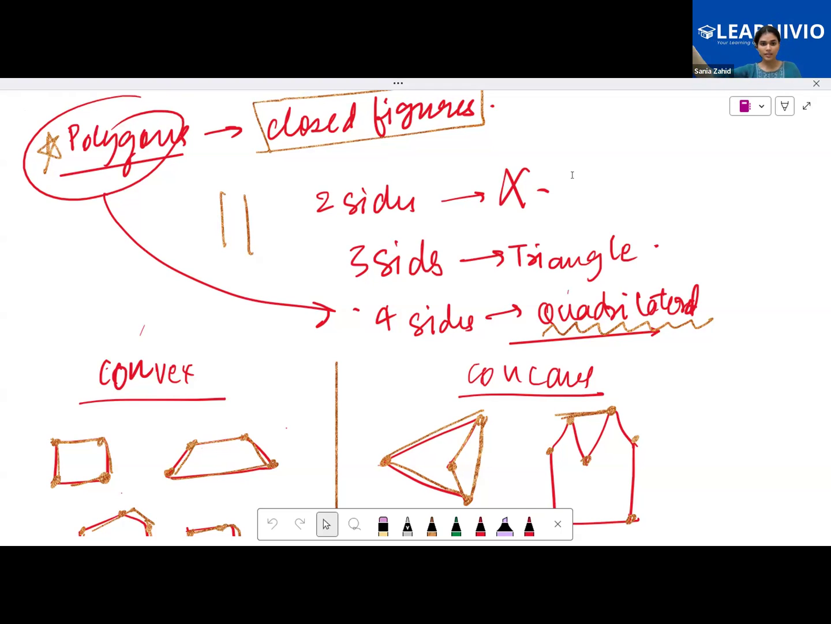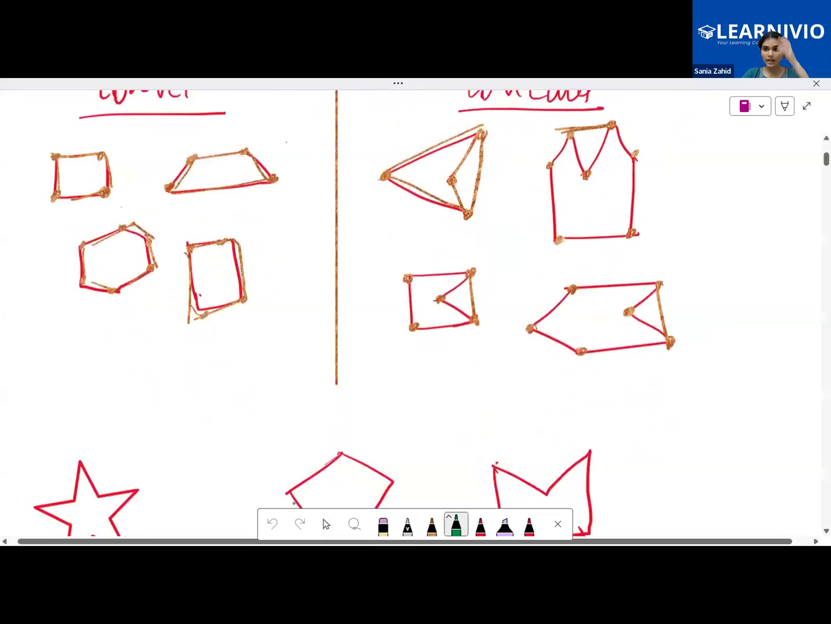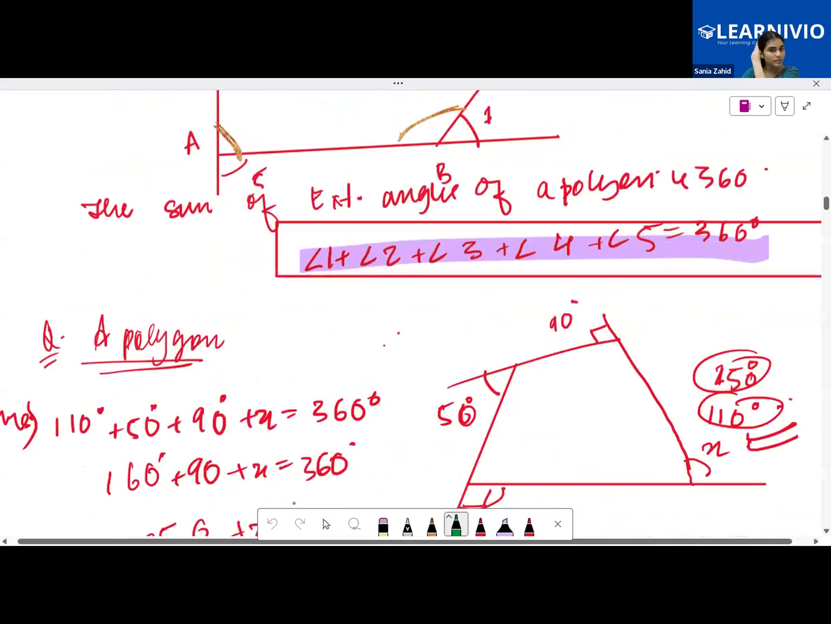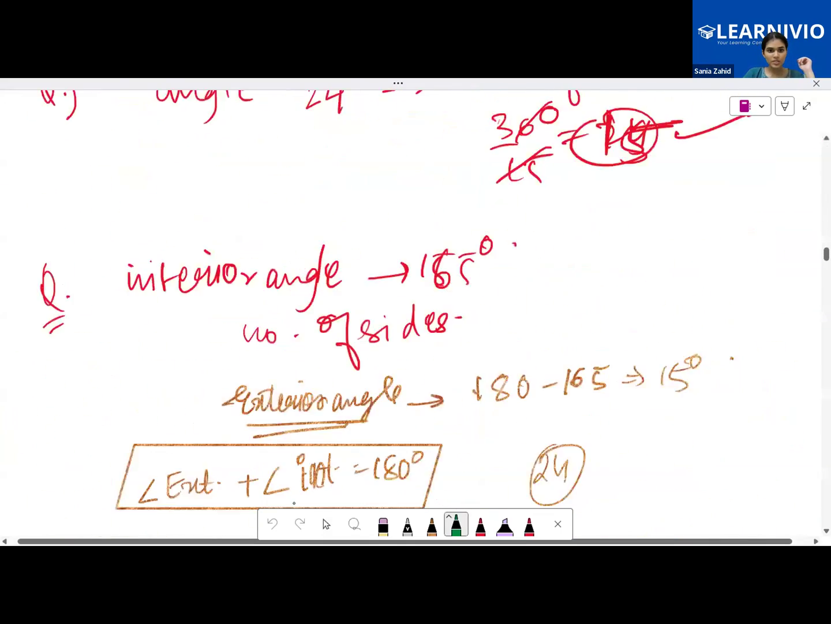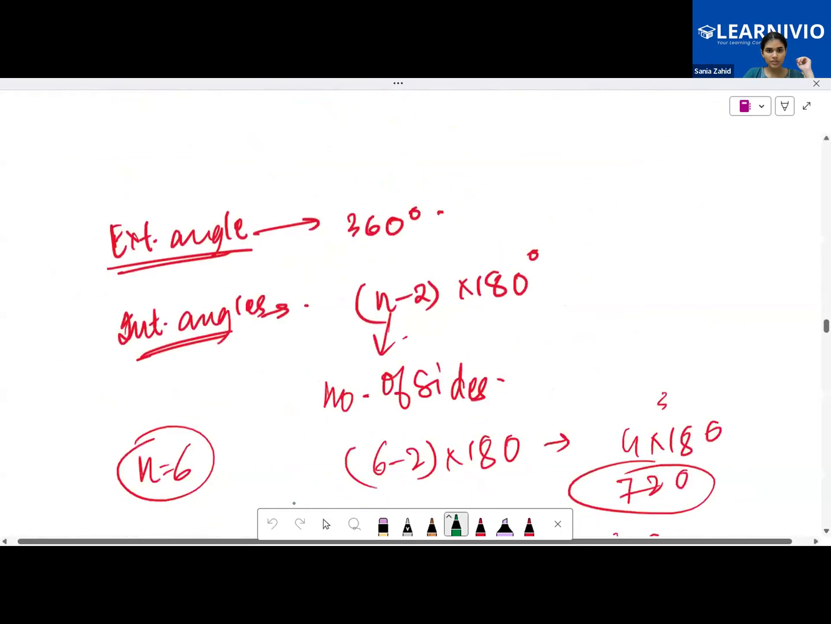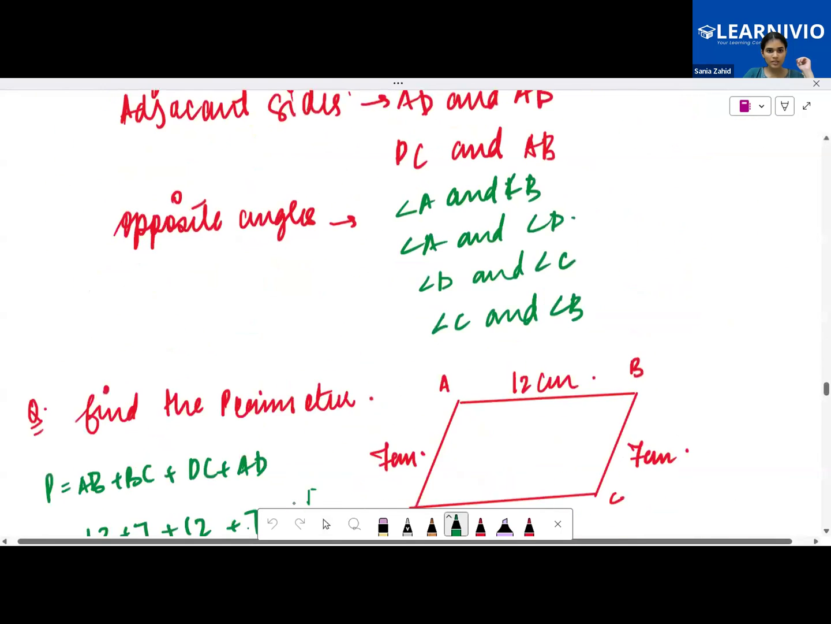Okay, so let's start our topic. In the last class, we were doing understanding quadrilaterals, right? We studied some basic concepts of quadrilaterals, and we were doing questions regarding them. We did various types of quadrilaterals.